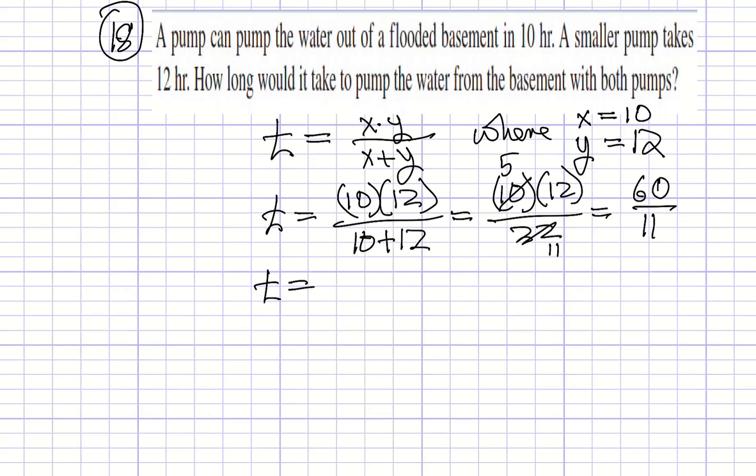So that would be the same thing. If you divide 60 by 11, you can divide 55. That would be 5. And then what remains? It remains 5 over 11. So this is the number of hours it would take them both, okay? You can write it like that or you can leave it like that, depending on what the teacher wants, okay?